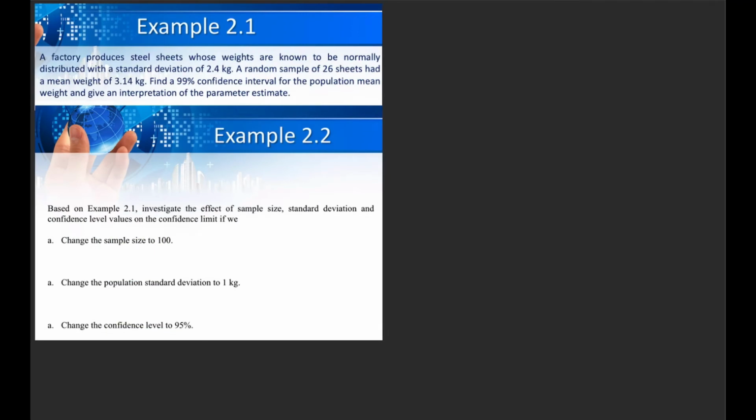Okay, example 2.2 is the continuation of example 2.1. So from example 2.1, we know that we have to use this formula, x bar plus minus z alpha over 2 sigma over square root n. So from the definition, I have explained this before. So here is your E, the estimation error. So the E is equals to z alpha over 2 sigma over square root n. Okay, you have all the information there.